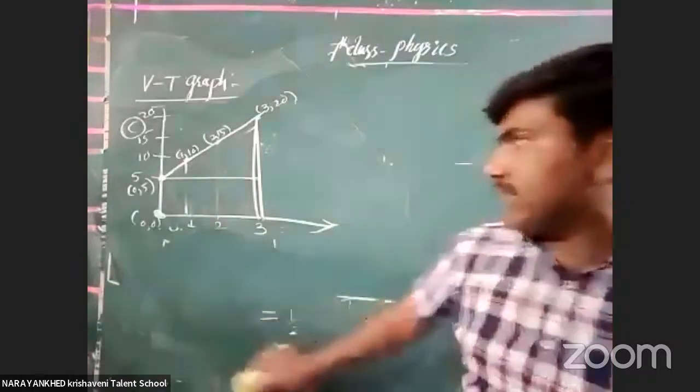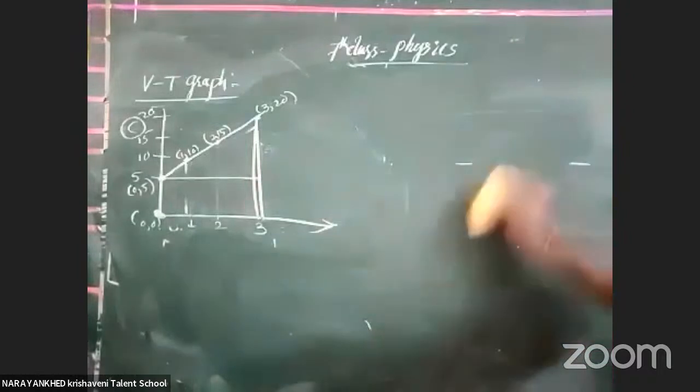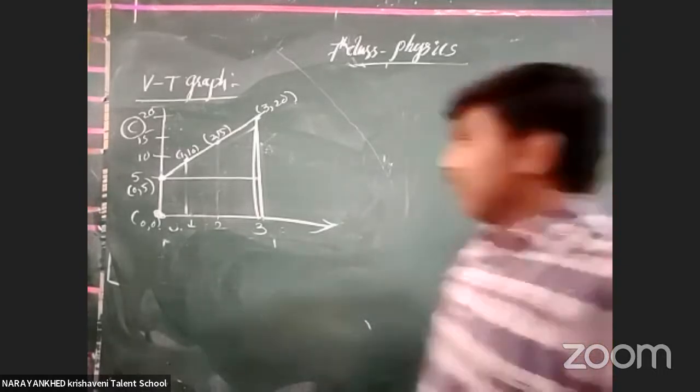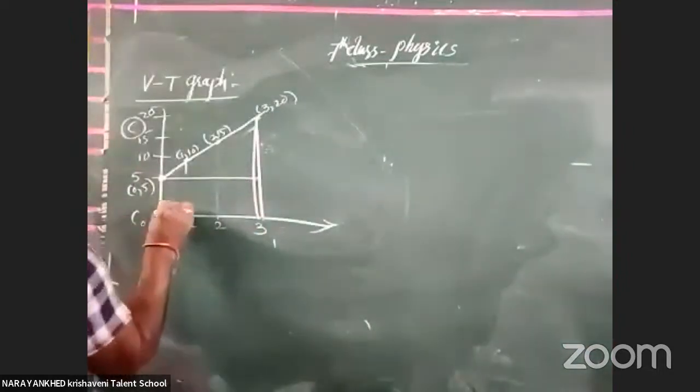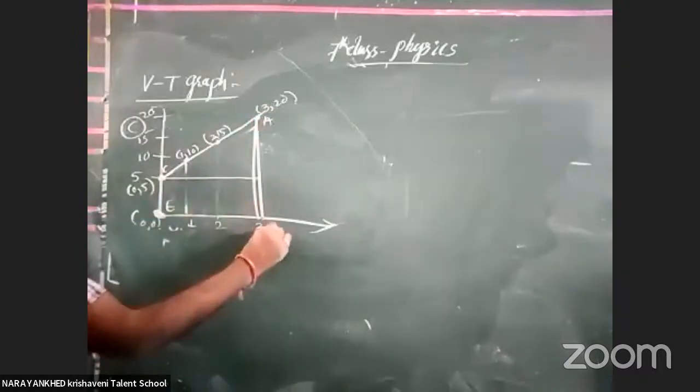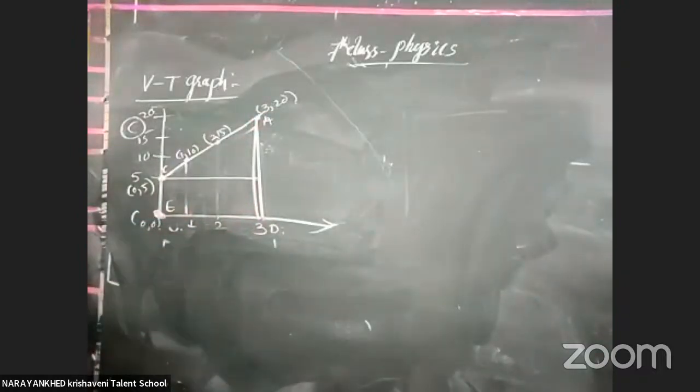Now the same thing for displacement or distance traveled by the body. Every time we have taken the area only, but here we consider the area of the trapezium. What trapezium is formed here? The trapezium is formed as ECAD. Got it or not? The point I have taken E, C, A and D. Okay, ECAD trapezium is formed.